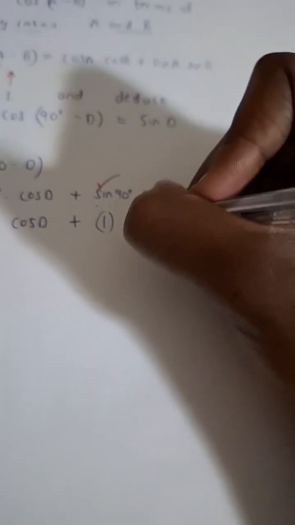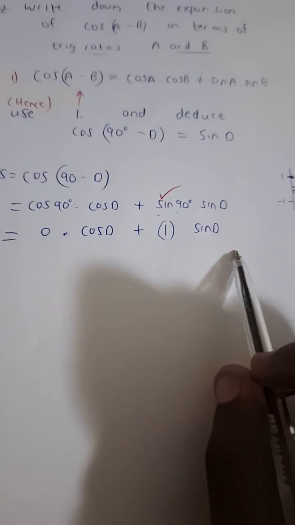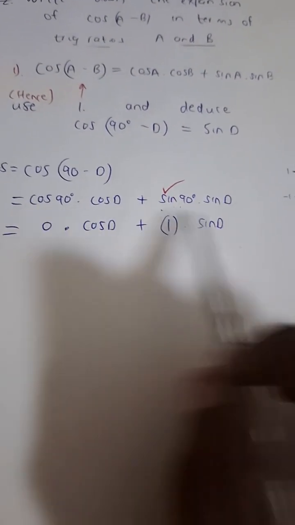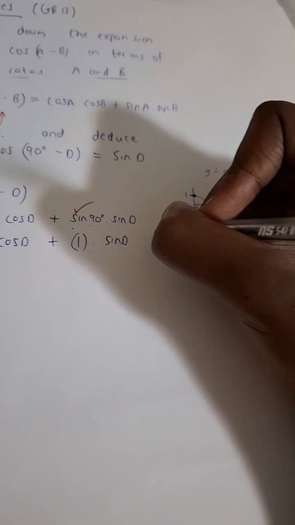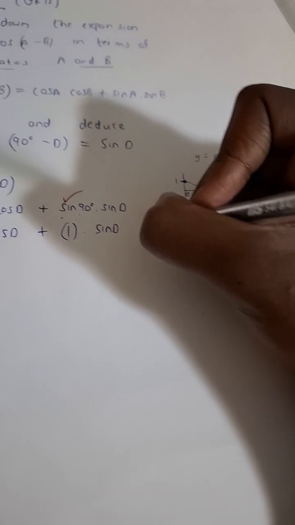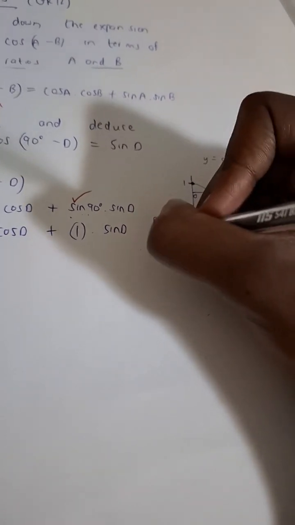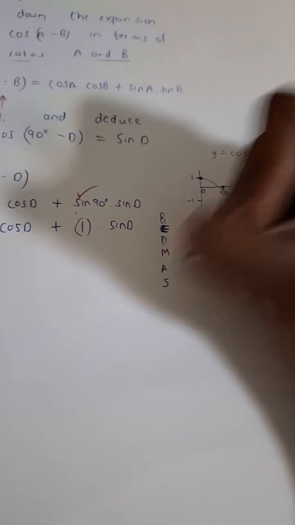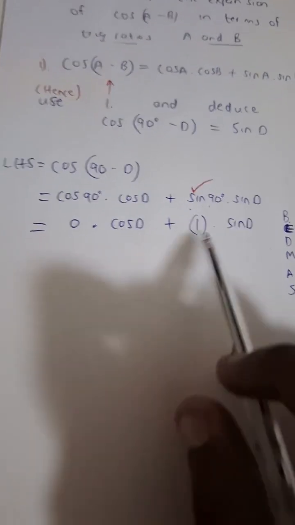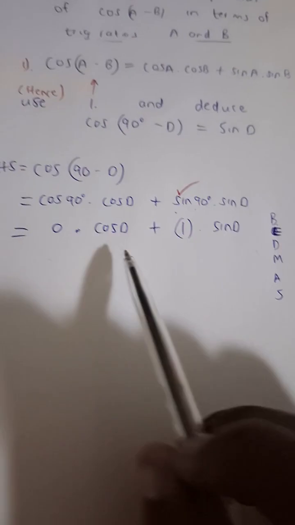To 1. So we substitute 1 in the place of sine 90, and sine d is just sine d. Now look at this, 0 times cos d, because I apply BODMAS. Remember, BODMAS says when you have different operations, you start with brackets, followed with what? I usually refer to it as BADMAS, okay? Brackets, exponents, division, multiplication, addition, and subtraction. So if you have many operations, you apply BADMAS.